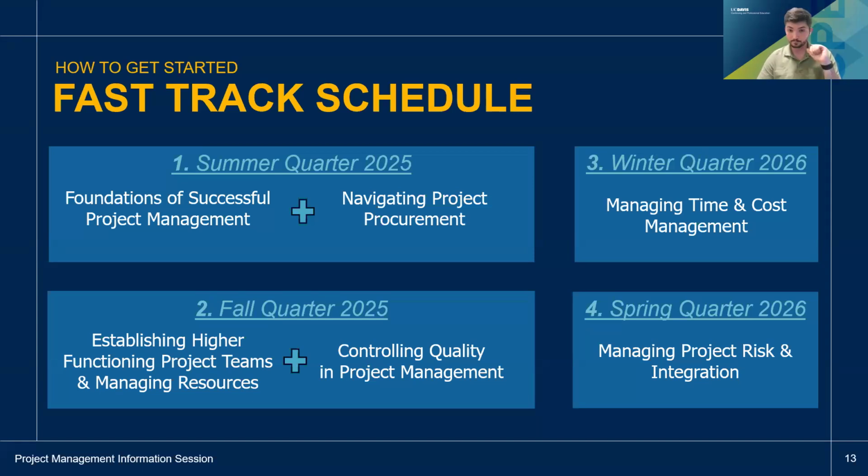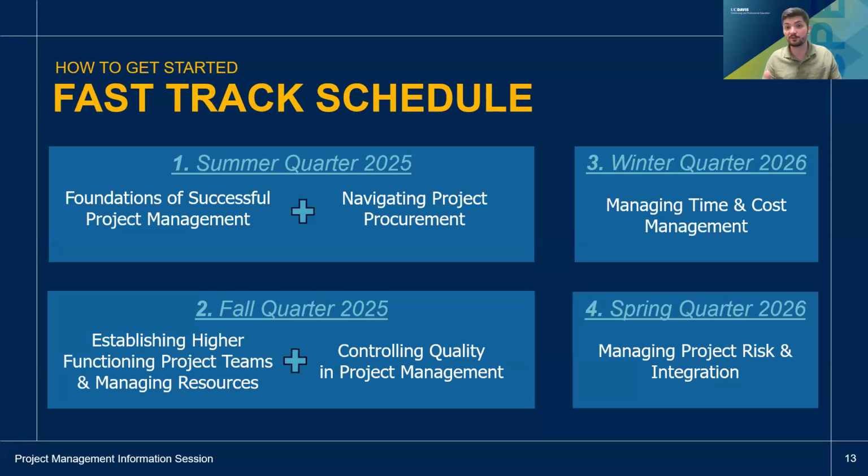One thing to note is that you can expect to spend around 16 to 20 hours per week on these courses in summer and fall quarter. Please keep this in mind when considering going at your own pace or utilizing the Fast Track option. Winter quarter 2026, you'll take Managing Time and Cost Management. And finally, in spring quarter of 2026, you'll be taking Managing Project Risk and Integration. The Fast Track program will wrap up in 12 months on this schedule, so you'll be able to finish your project management certificate within 1 year on this path.